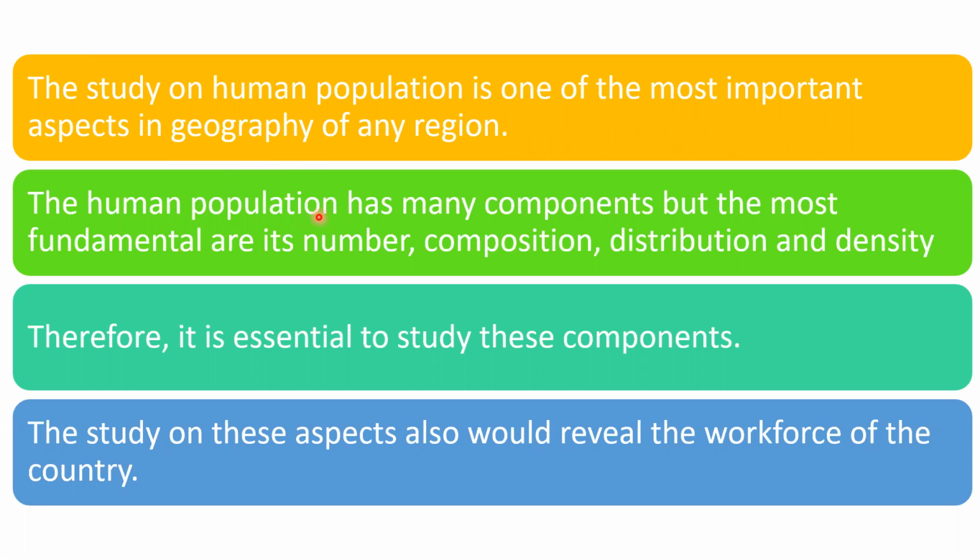The human population has many components, but the most fundamental are its number, that is, the number of people, composition, how many male, how many female, how many children, the different age groups that make up the population of a place, which is called composition, distribution, and density. These are the important components of population. Therefore, it is essential to study these components.